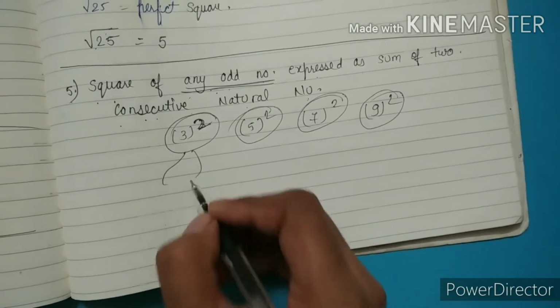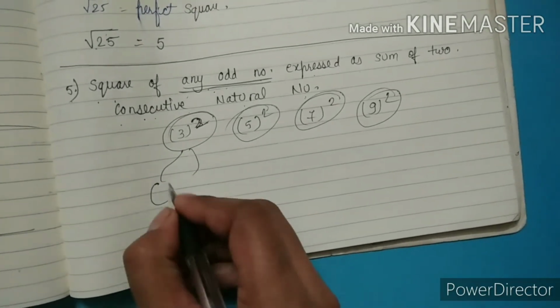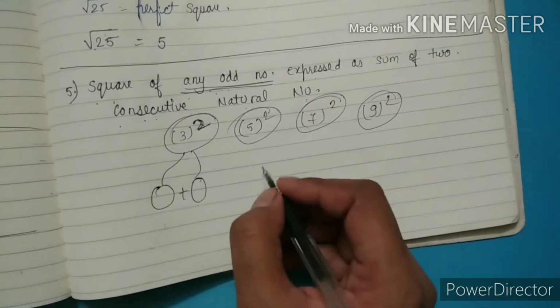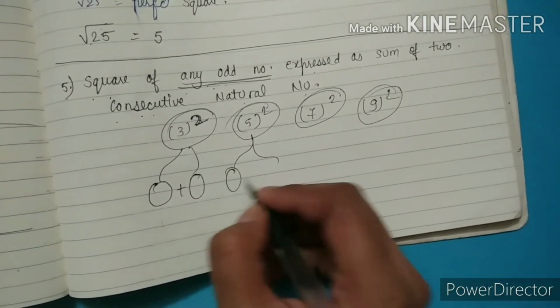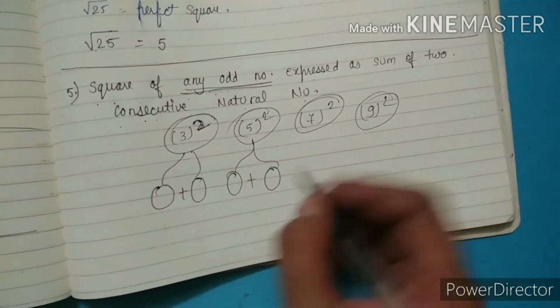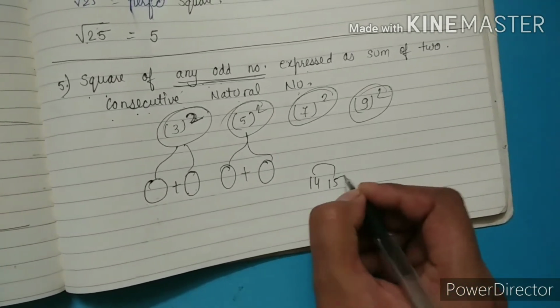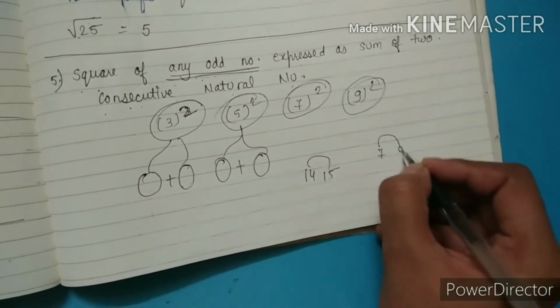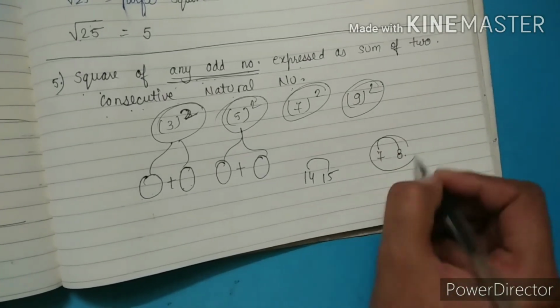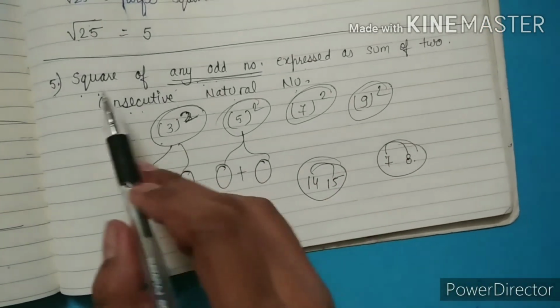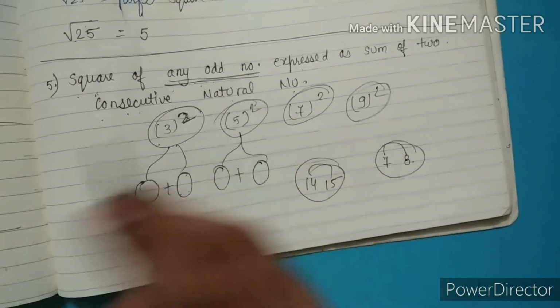It means the answer for 3 squared can be represented as first number plus second number. 5 squared is also represented as first number and second number, but they must be continuous. Like after 14 which number comes? 15. After 7, which number comes? 8. So in this method we have to represent the square of any odd number.